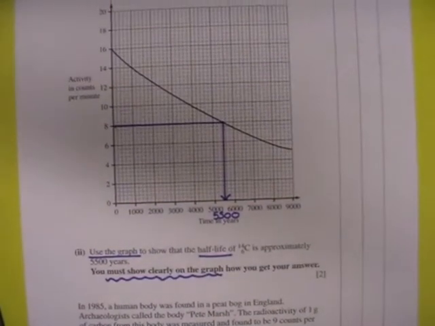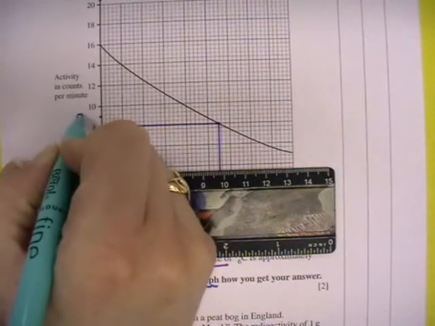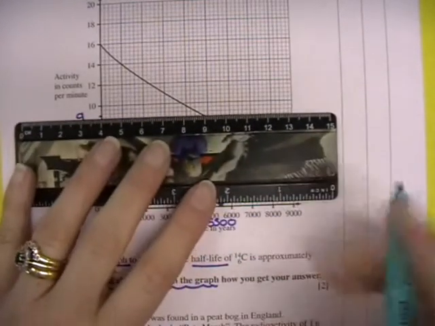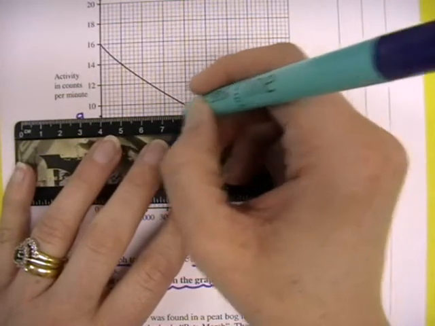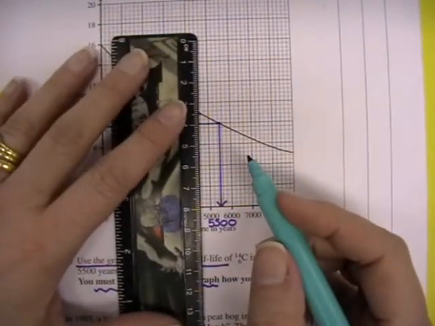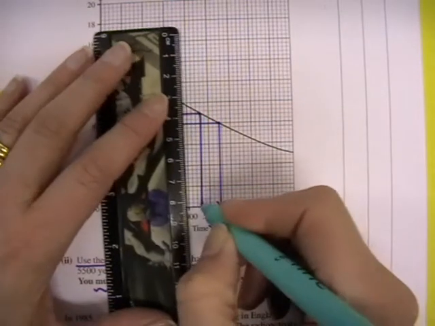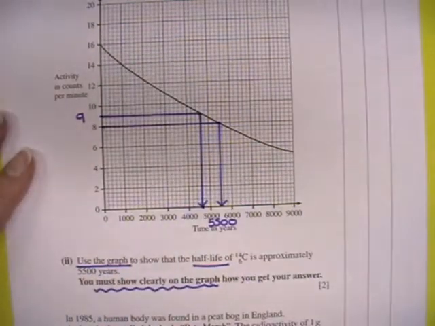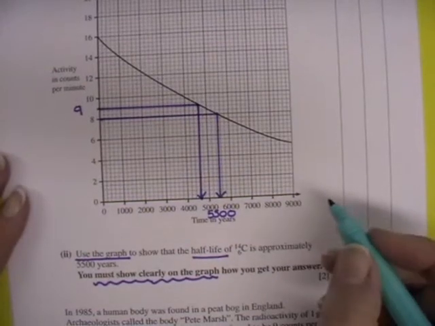So what we do is we go up to the graph and we take a horizontal line, find where 9 counts per minute is, halfway between the 8 and the 10, and draw an accurate horizontal line with a pencil and a ruler across to meet the graph, and then bring that line down to meet your axis. Now your pencil will be much sharper and have a finer point than my pen, so you'll be able to get a more accurate reading than I have.